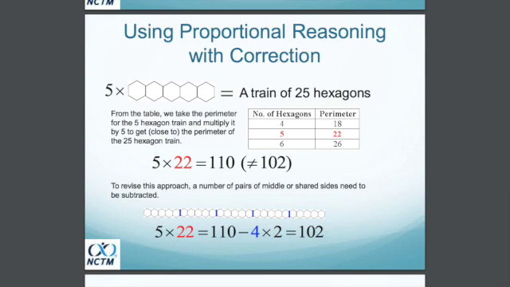Here's your challenge. Take 4 hexagons as your benchmark this time, or as your starting point. We know that the perimeter for 4 hexagons is 18. Use proportional reasoning with correction, show a diagram, and find the perimeter for 224 hexagons. Include all your work. Come to class with this material and show it to me, and we can have a little discussion and see how it went for you.